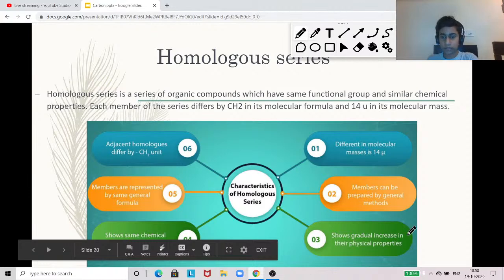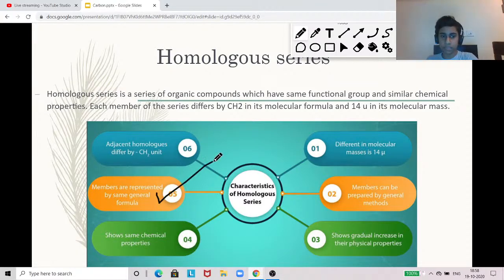And then we also have that members are represented by the same general formula, like alkane, alkene, alkynes. Even alcohols have a general formula, CnH2n+1OH, and they show gradual increase in their physical properties, or gradation. Now, there's one more point I'd like you to know, which is that members can be prepared by general methods. This has been found out experimentally, and we cannot just find it out without using experiments.